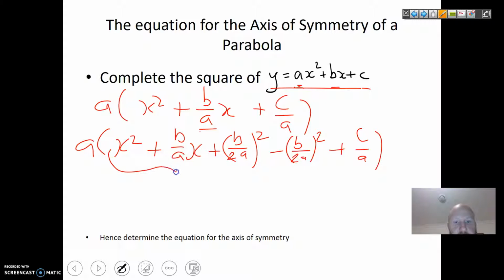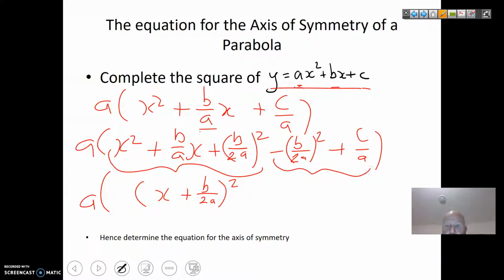So what we've done is we've made a perfect square here. We've got a there, and we've now got x plus b on 2a squared. And this bit here, what does this make? This is minus b squared over 4a squared.